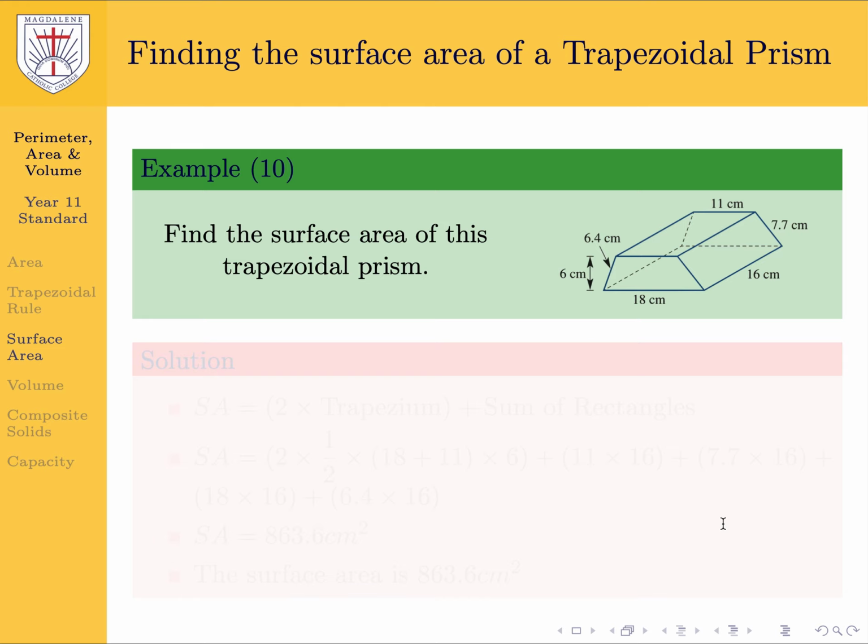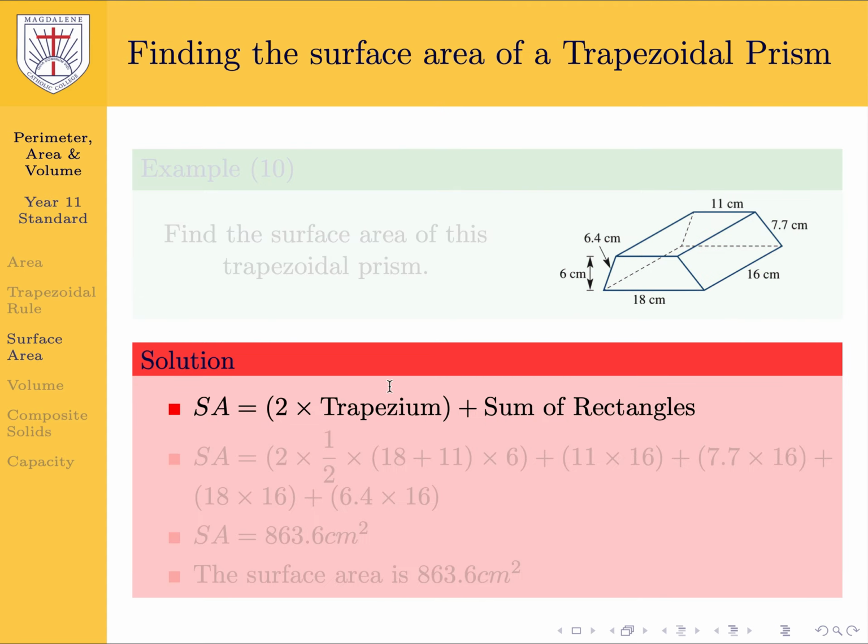Okay, so our final example is to find the surface area of this trapezoidal prism. So we can see here that there's a lot of stuff going on, but really it's just 2 trapeziums, and then there's all these different rectangles. So there's this one at the top, one at the bottom, and one on either side. Okay, so we'll start off by considering that that's this surface area.